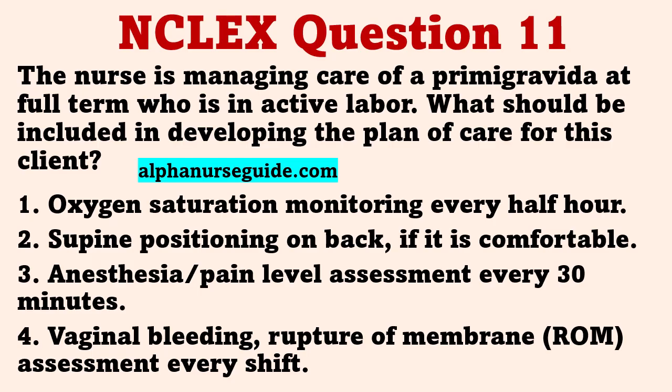When in active labor, oxygen saturation is not monitored unless there is a specific need, such as heart disease. The client should not be on her back, but wedged to the right or left side to take the pressure off the vena cava. When lying on the back, the fetus compresses the major blood vessels. Vaginal bleeding in active labor should be monitored every 30 minutes to 1 hour.